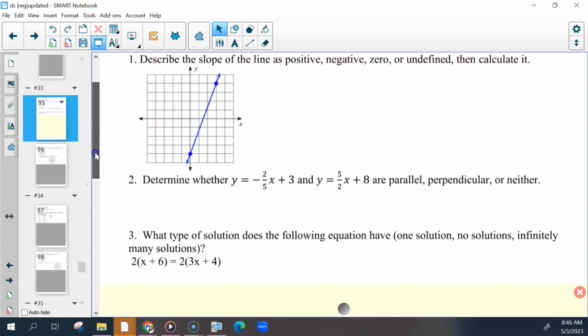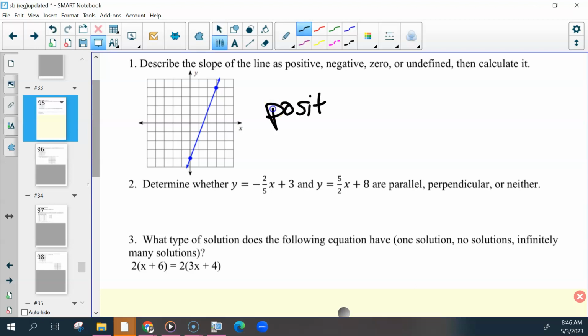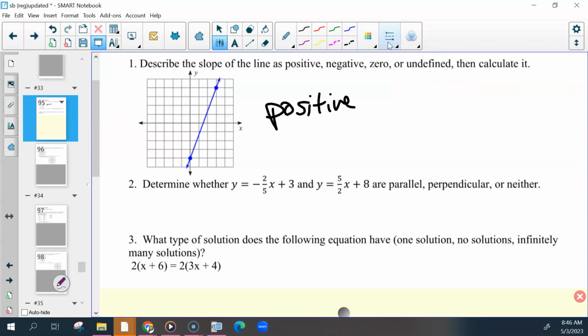So starting with 1, is this positive, negative, 0, undefined? Positive, because going up and right. And then to calculate it, look at the points on the graph. You can either count from there or find other points. So this is going up 1, 2, 3, 4, 5, 6, 7, 8 over 3. So that should have been your slope.